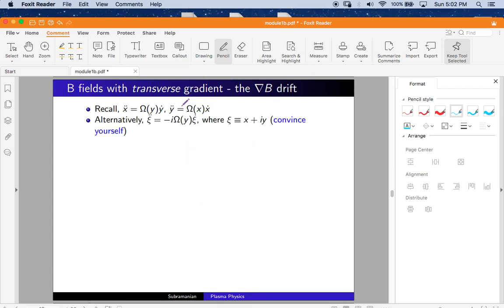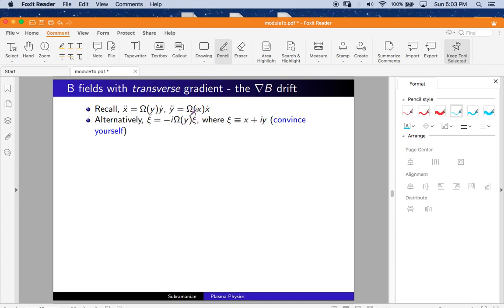As we discussed before. Okay. Now, alternatively, it's easier to use complex variables. Instead of x and y separately, you combine x and y in one complex variable like so, and these two equations then can be combined into one equation like this.